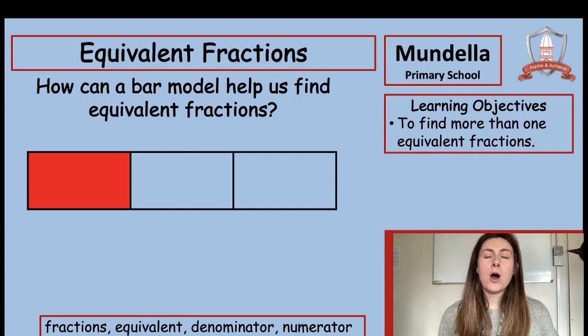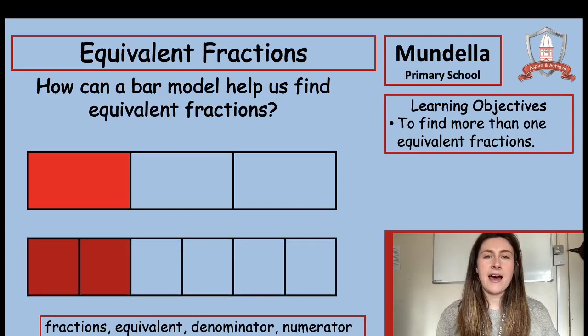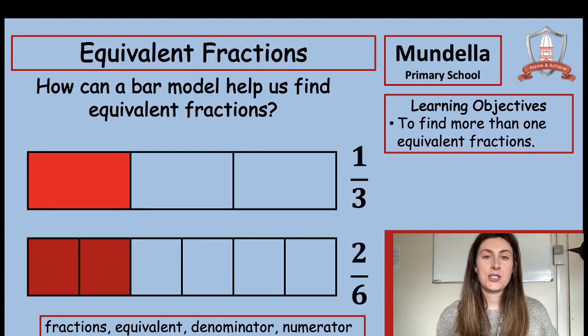How can we use a bar model to help us find equivalent fractions? I've got a third here, and I'm going to use it to find an equivalent fraction. Here, I've got 1, 2, 3, 4, 5, 6 parts. So I've got 1/3 here and 2/6 here. What does that show me? Well done if you guessed it. It shows me that 1/3 is the same as 2/6.